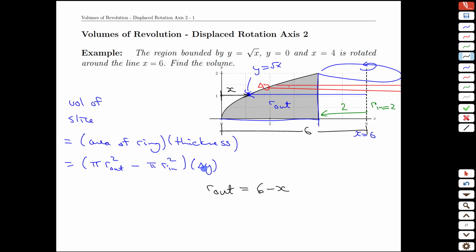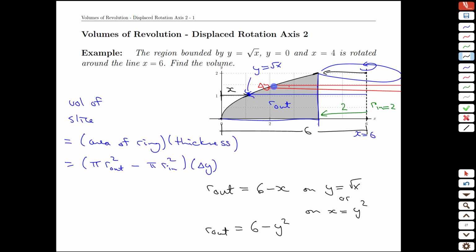We're almost done. However, we need that expression in terms of y. So let's remember that this is the x value on the graph of y equals root x, or on the graph of x equals y squared. So 6 minus y squared is our outer radius. Can we verify that? Absolutely. When y is 0, when we take a slice of this height, we should have the radius from here all the way out to the origin. That's exactly 6 minus 0. When we get to the peak here, when y is 2, we should have an outer radius of 2 as well. 6 minus 2 squared, 6 minus 4 is in fact 2.